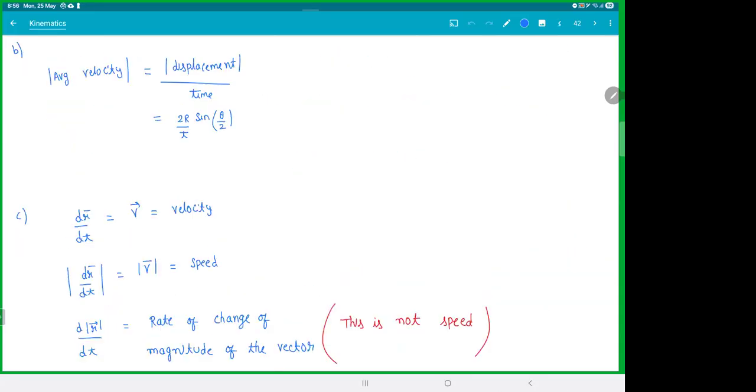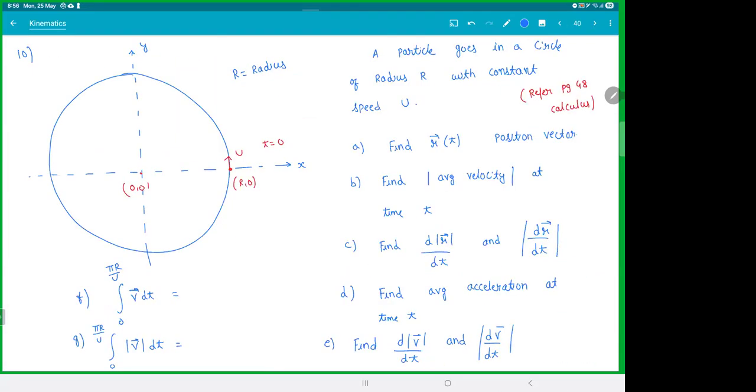Question is still not over. This is a big one. What about the integrals? What is integral v bar dt? What is integral mod v dt? Again, don't try to see it mathematically. Ask yourself, what is v dt? V is velocity into time is what? Velocity into time is displacement. What is mod v bar? Speed. What is speed into time? Distance. So indirectly, that integral is asking you for displacement and distance over a time limit.